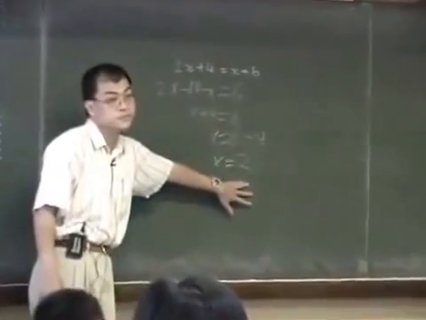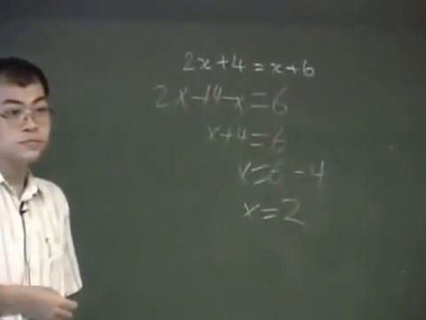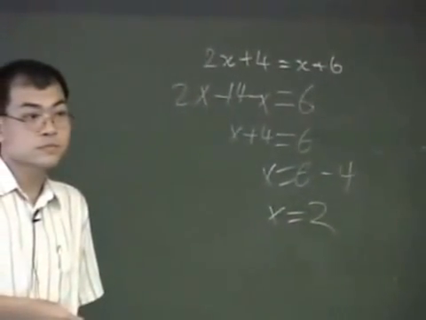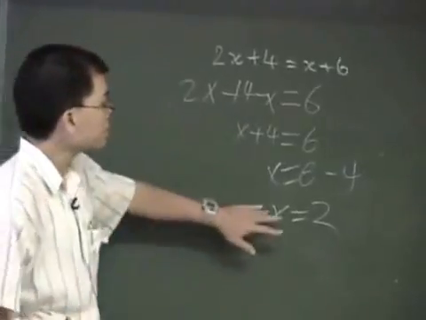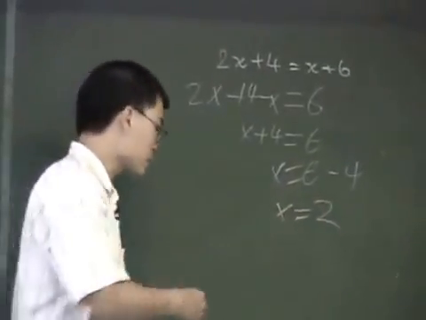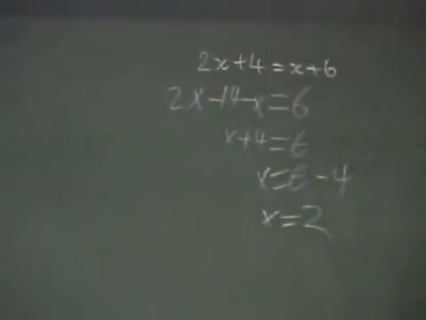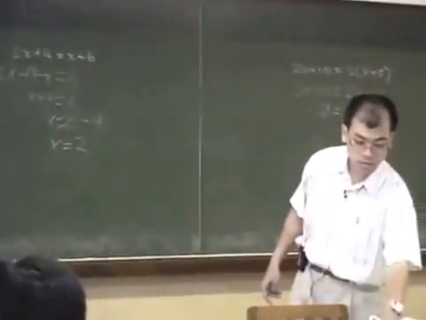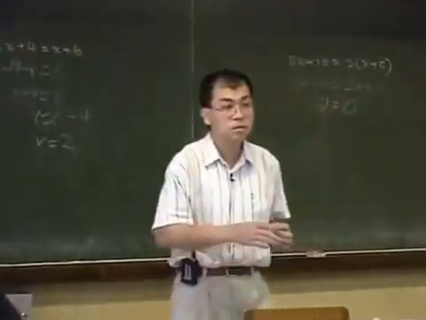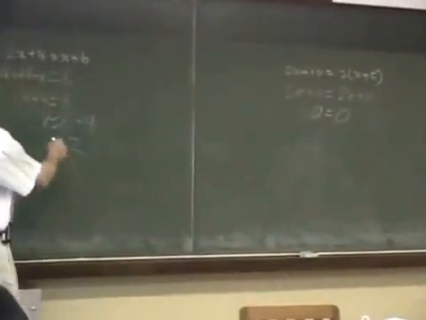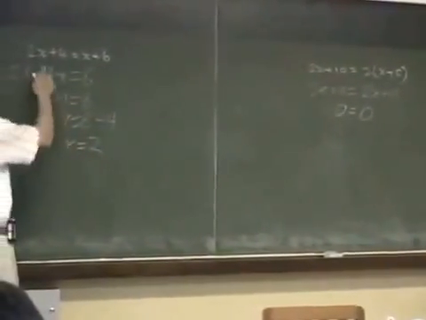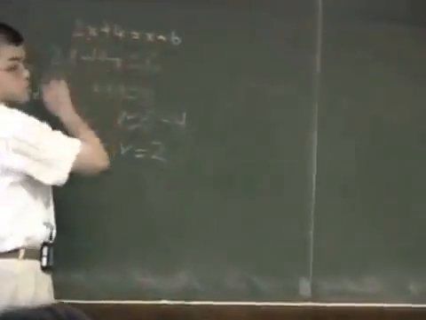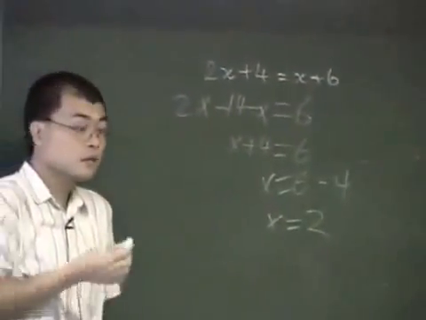What does it mean? X equals 2. If I say that x equals 2 is the solution, what does it mean? It means when x equals 2, left hand side will equal right hand side. Let's check it.